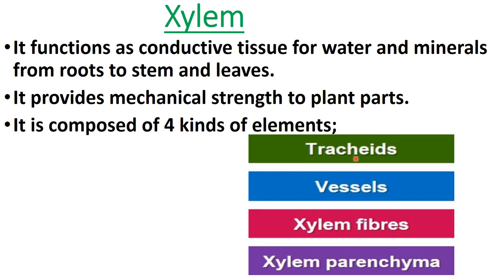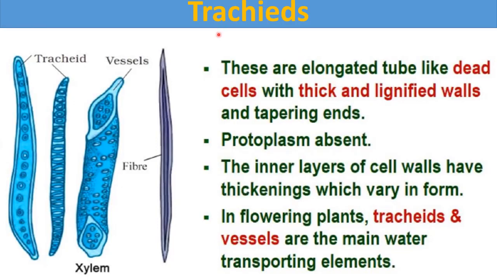Now let's start with the first element of the xylem, that is tracheids. So tracheids are elongated tube-like dead cells. Here you see these are the diagrams for tracheids which are found in xylem tissue. Okay, and you can see these are elongated and tube-like. These are dead cells, means protoplasm is absent. Okay, so these are dead cells with thick and lignified walls and tapering ends. You can see here these tapering ends, means pointed ends.